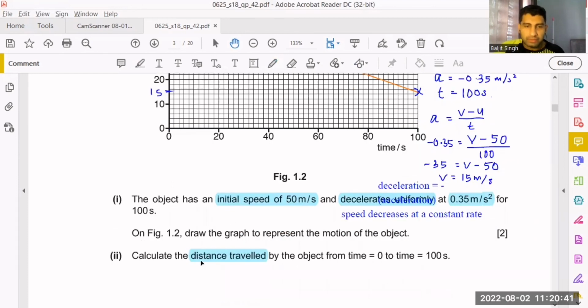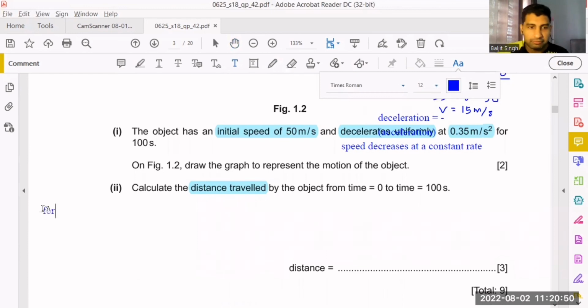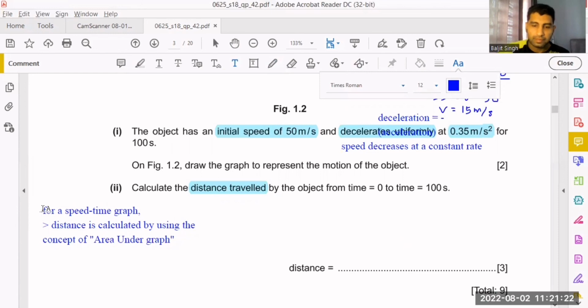Okay, next, the question asks about the distance traveled. For the distance traveled, according to the concept, when you have a speed-time graph, to calculate distance, distance is calculated by using the concept of area under the graph. Okay, that is the concept.